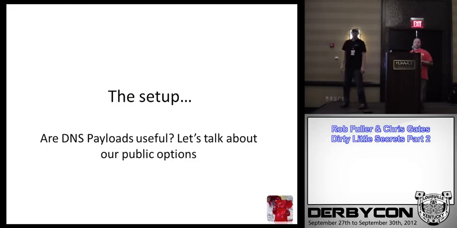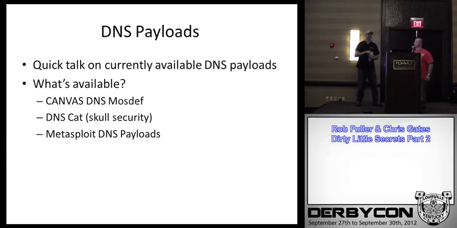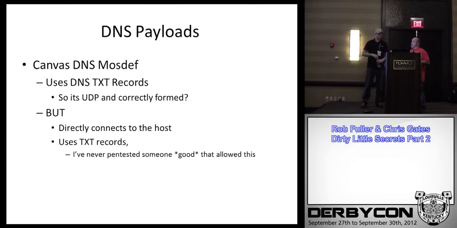That's awesome. Anybody use DNS payloads on pen tests? Cool. So quickly, what's publicly available? You've got the Canvas DNS module, DNScat from Skull Security, dnscat that's a Java library that I didn't get on there, and then the Metasploit DNS payloads. So Canvas uses DNS text records to do its thing. It looked correctly formed when I looked at it in Wireshark. The problem with it is it directly connects to the host on UDP 53.